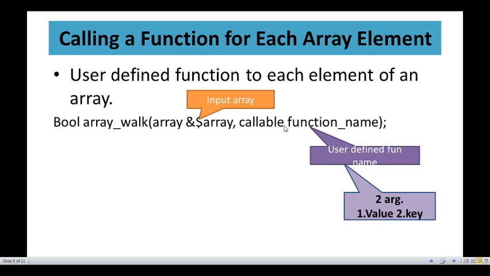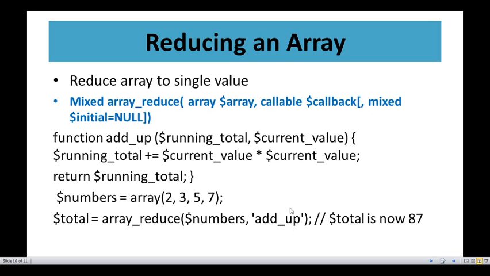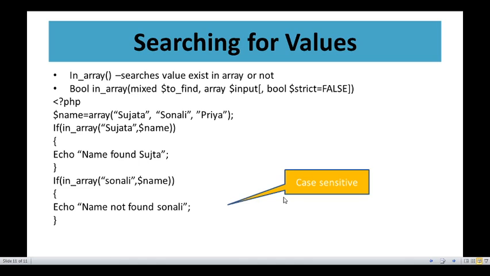See the syntax. This is a callable function name, and here is the user defined function. So we are using this add up function here. We call this function, and at that time we pass the array, the running total and the current value as arguments. Then it returns the number and shows you the total. So with the array_reduce function we reduce a number of values into one. Here we are adding the values.